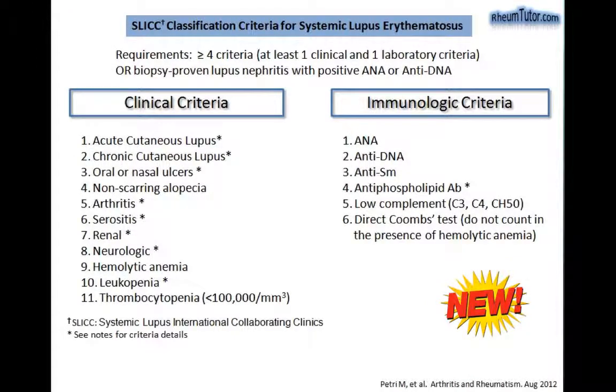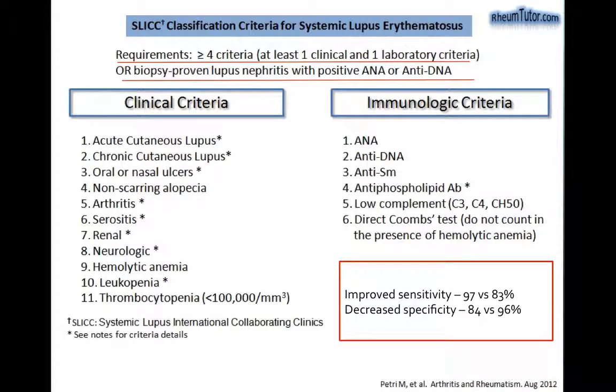That's now been updated to the SLICC criteria, which still needs 4 criteria. The thing that's changed now is that one of them could be clinical, one of them has to be laboratory, or you can have biopsy-proven lupus nephritis with a positive ANA or anti-DNA. This is from 2012, and has slightly shifted the goalposts to be a little bit more inclusive. The upside of this is it increases the sensitivity, so you're picking up more lupus than before. The cost of that, though, is decreased specificity and probably overcalling it.